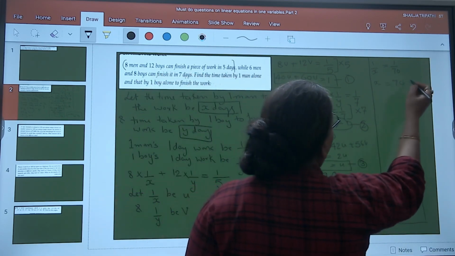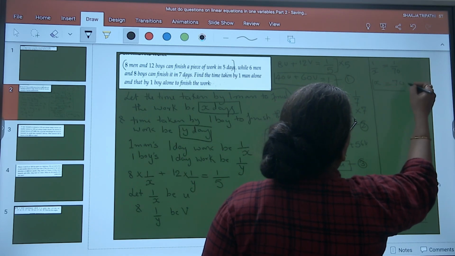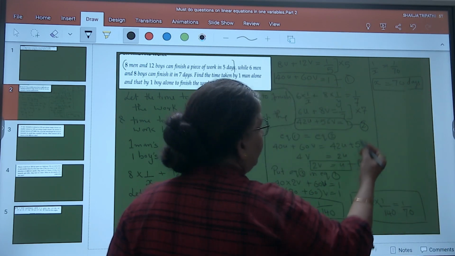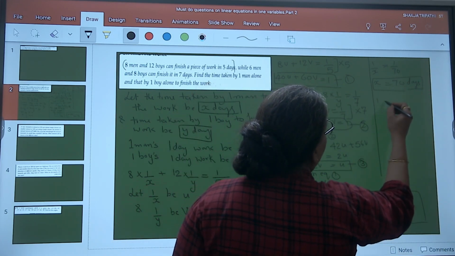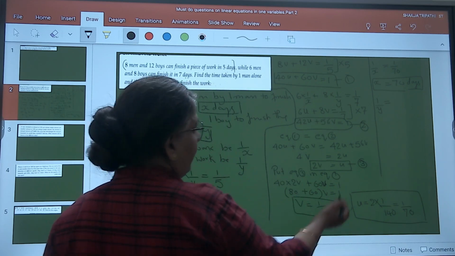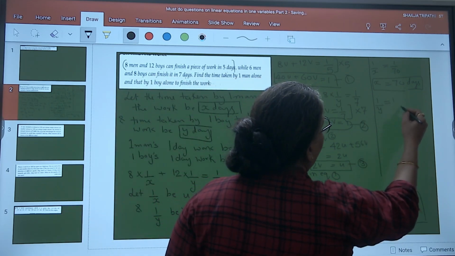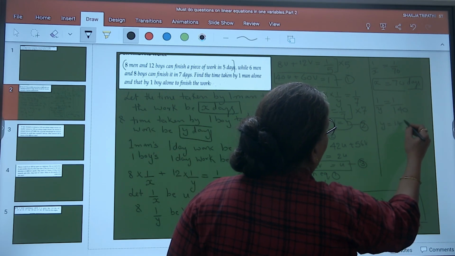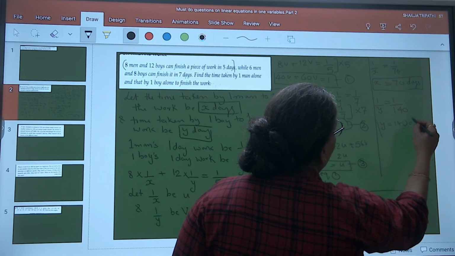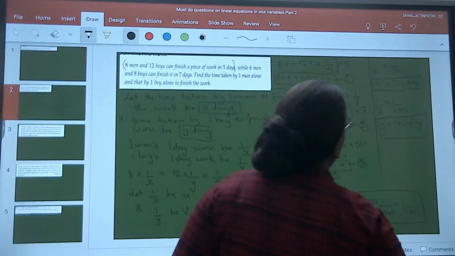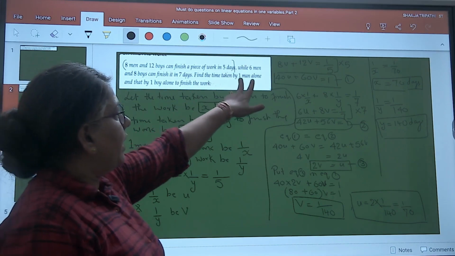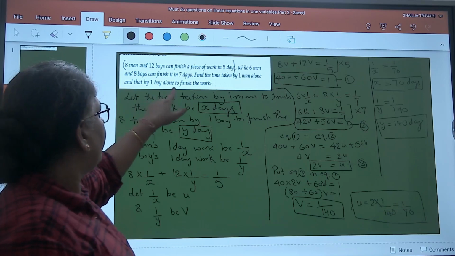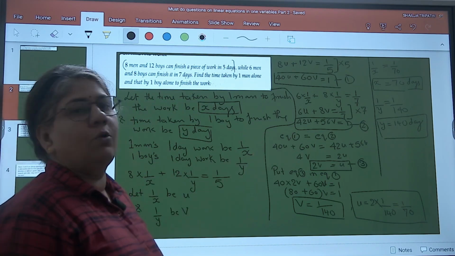So time taken by men to finish the work will be 70 days. Similarly, 1 upon y is equal to v, and v is 1 upon 140. So value of y is 140. So boys will take 140 days to complete the work. Answer. Time taken by one man alone to finish the work will be 70 days, and time taken by one boy to finish the work will be 140 days.